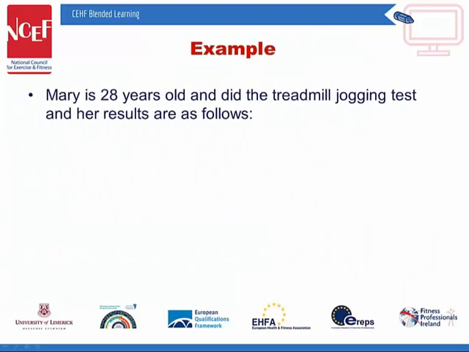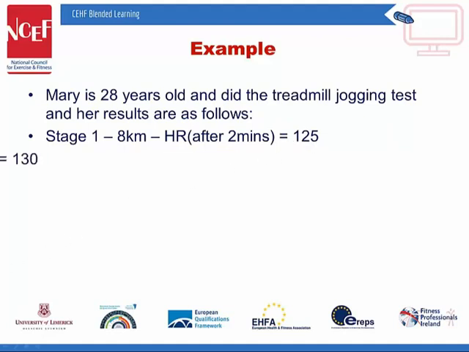Right, so we're going to look at an example. Mary is 28 years old and did the treadmill jogging test, and her results are as follows. We started her off at 8 kilometers an hour, and we took her heart rate after 2 minutes, and it was 125. You can see it's over 110 and under 150, so it's useful. We took the heart rate again after minute 3, and it was 130. We have steady state. They are within 5 beats of each other. If we didn't get steady state here, I would keep her going for another minute and take the heart rate after minute 4.